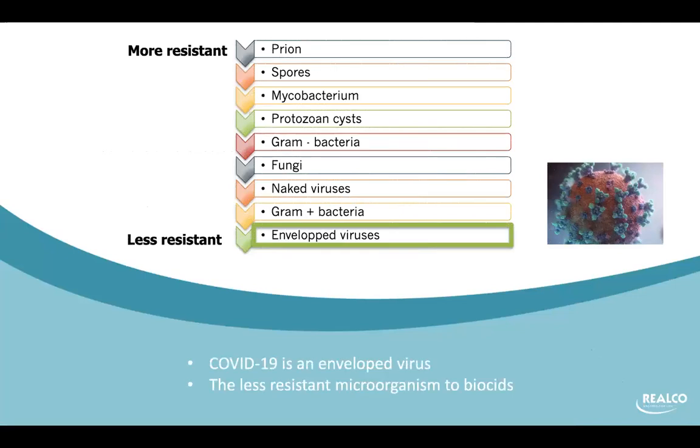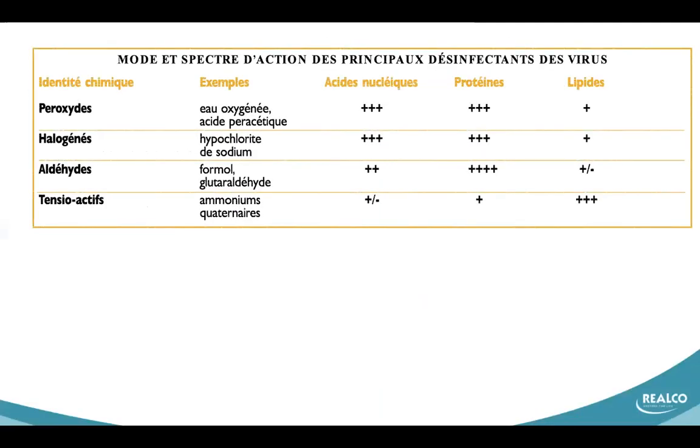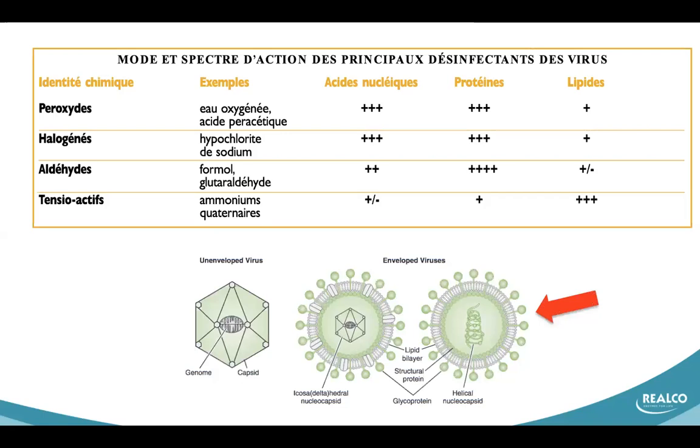Laurent just told us that COVID-19 is an enveloped virus, and as you can see here in the picture, enveloped viruses are less resistant to biocides. Considering the different biocide agents, or if you will, agents that act on viruses, we talk about virucidal agents, we know that they act on different parts of the viruses. So just to remember, a non-enveloped virus is composed of a genome surrounded by a protein capsid, and enveloped viruses have a lipidic layer around.